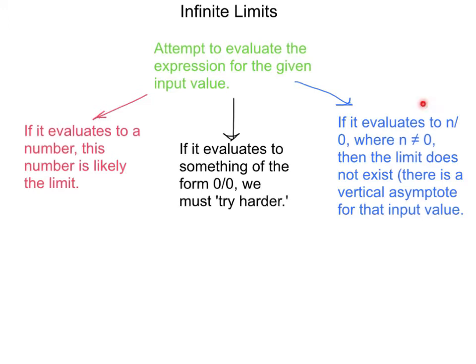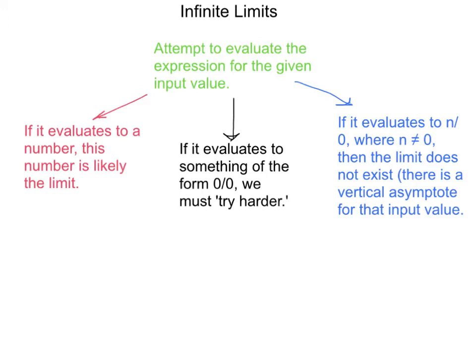This video really focuses on this case over here. When we evaluate n over 0, where n is not 0, like 5 over 0 or 2 over 0, we know the limit doesn't exist, and that means there's a vertical asymptote. But in some sense, there are a lot of different things that "does not exist" can mean.